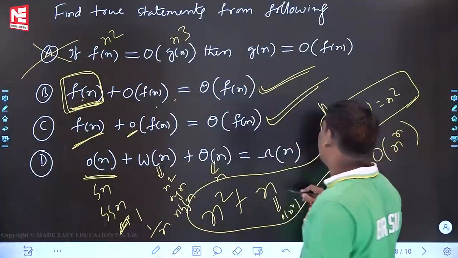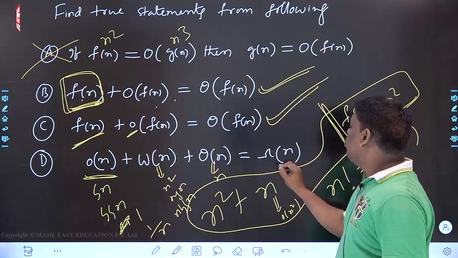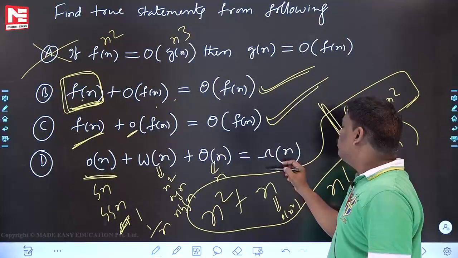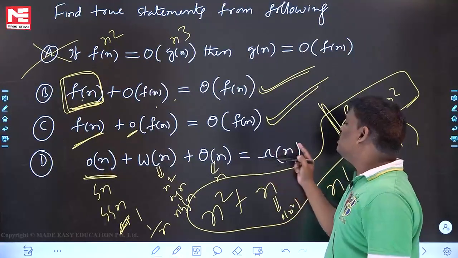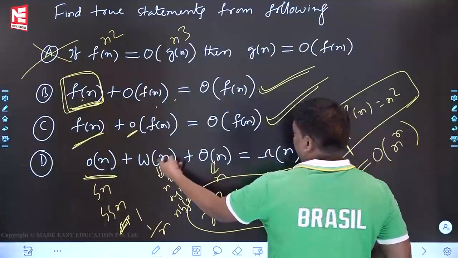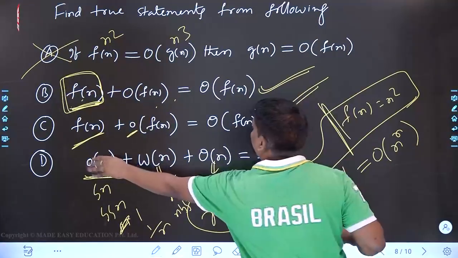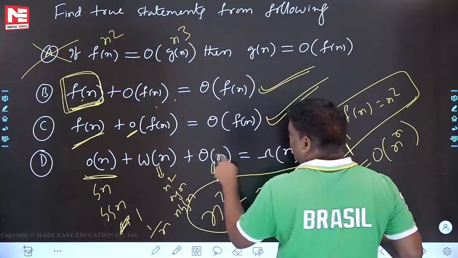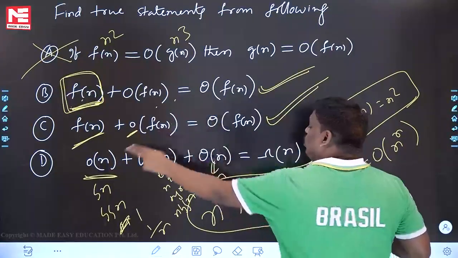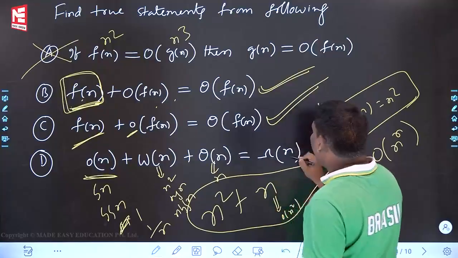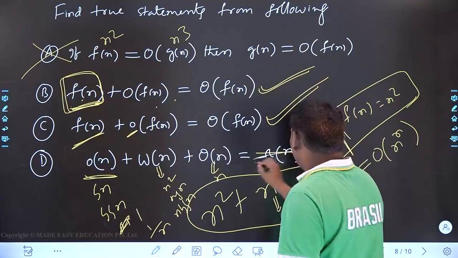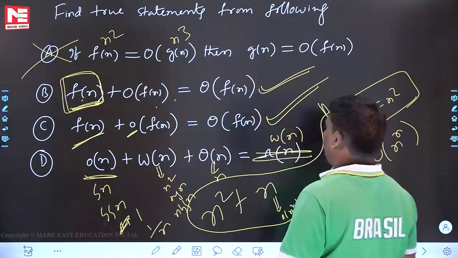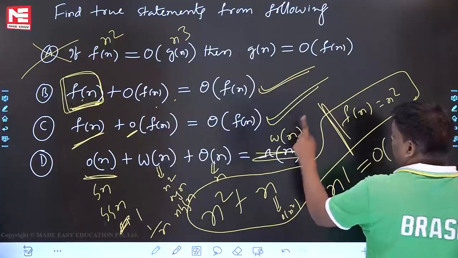Can you say overall what the answer is? Overall, if you see this one, omega of n. What is the meaning? Omega means greater than or equal to. Here more than n is possible. Here the actual value is less than n. Here the actual value is more than n. Here the actual value is equal to n. Overall, what is the answer? Omega of n is false. It is actually small omega of n. Minimum n will be there.